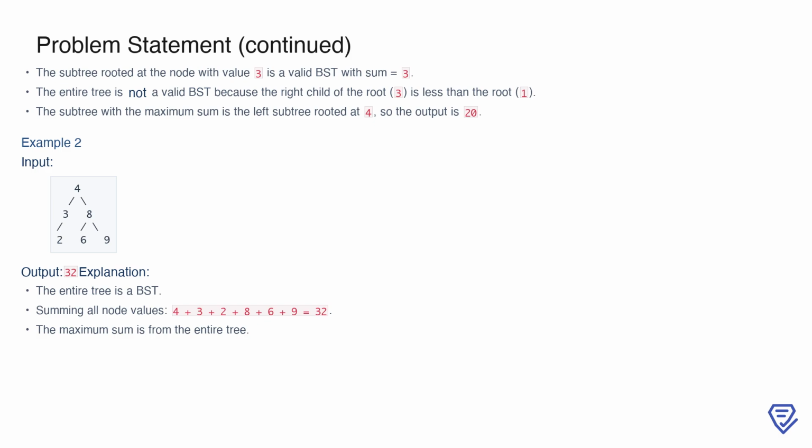Now, for a different example, consider a tree with the root value of 4 and children 3 and 8. The left child of 3 is 2, and the right child of 8 has two children, 6 and 9. In this case, the entire tree itself forms a valid BST. Summing all the node values, we have 4 plus 3 plus 2 plus 8 plus 6 plus 9, which equals 32. Since the entire tree is a BST, the maximum sum comes from the entire tree.